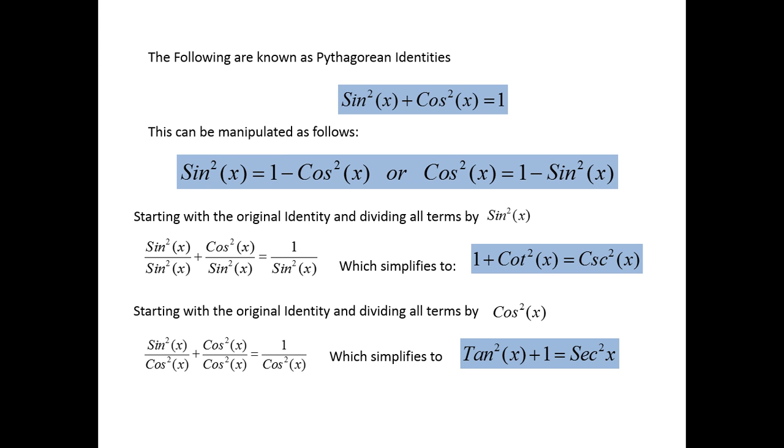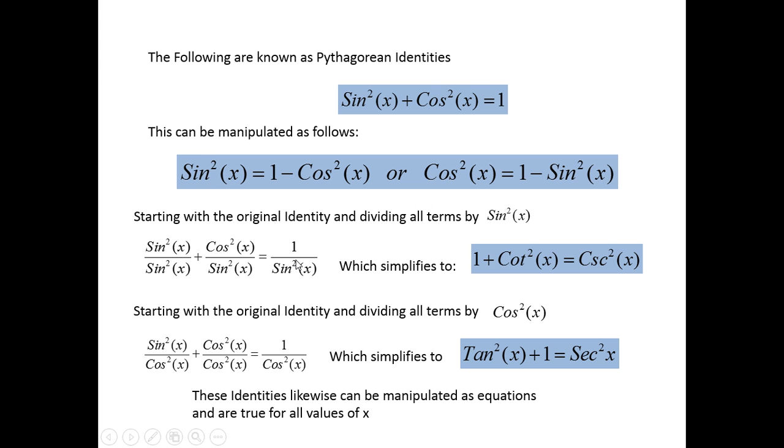Now your book will also include some of the more obvious ones, like the fact that 1 over the sine is the cosecant. These can be manipulated as well. So in other words, come back here and you could say that secant squared minus tangent squared is equal to 1. That's the same thing. It's just manipulating that.